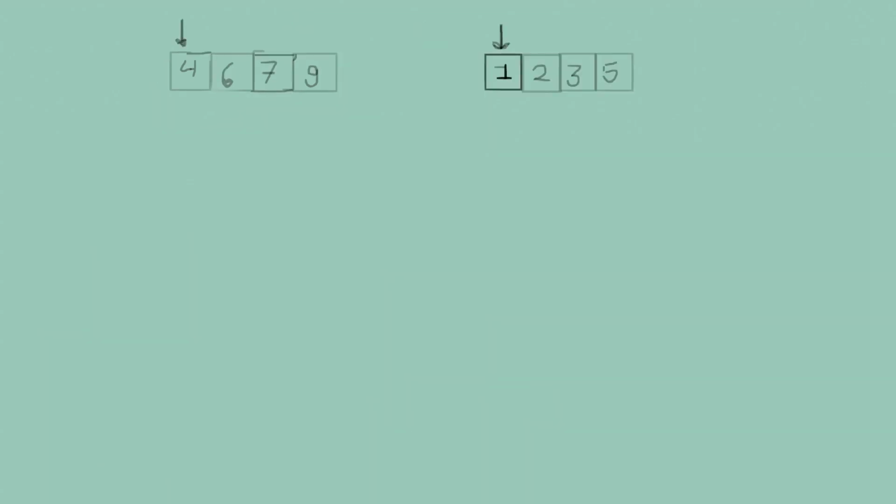Now we have two sorted arrays, and in these two sorted arrays we have a pointer. Now we need to check 4 versus 1, which is the smallest one? Obviously 1 is the smallest one, so let's write 1, and then move our pointer to the next element and check 4 versus 2. 2 is the smallest one. Now we'll move the pointer to 3, and let's check 4 or 3, which is the smallest one? 3 is the smallest one, so I'm going to write 3.